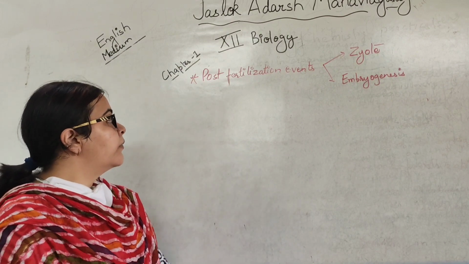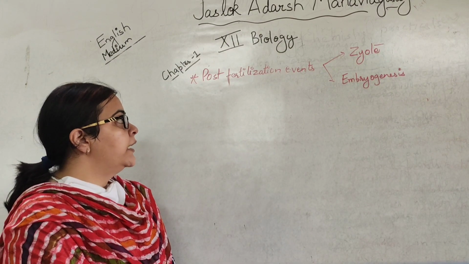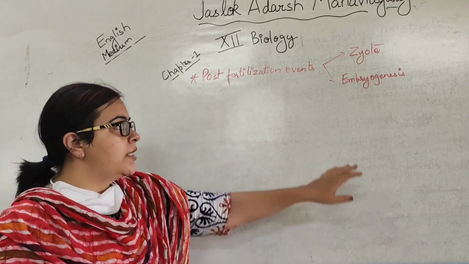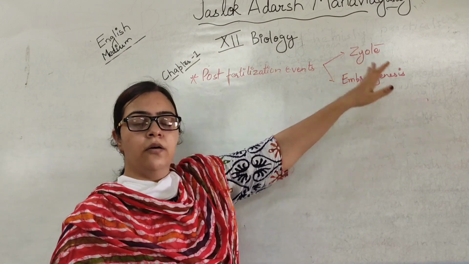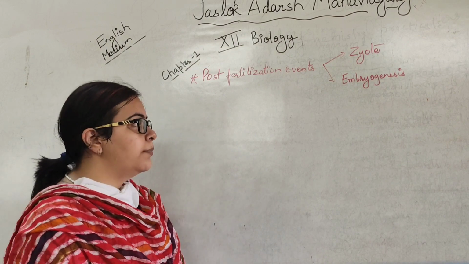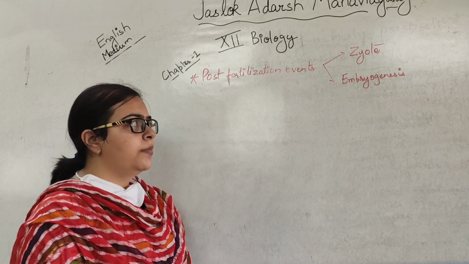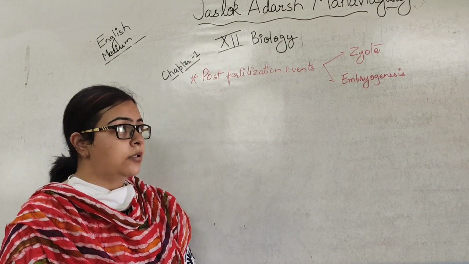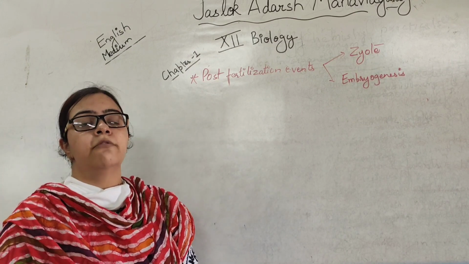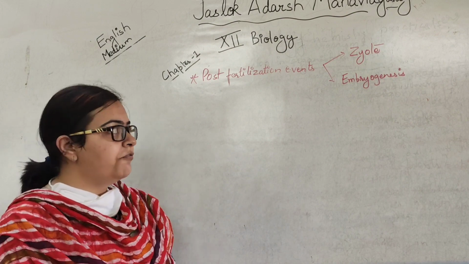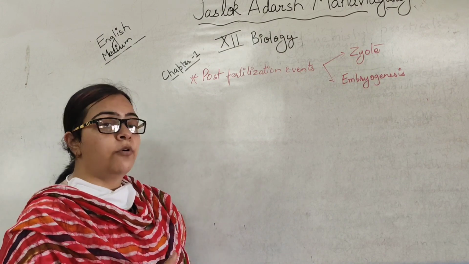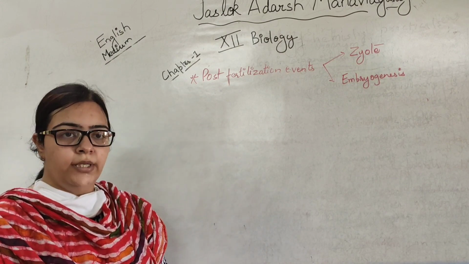Post-fertilization events. Post-fertilization events include zygote and embryo development, that is embryogenesis. Now, the zygote is the fusion of male and female gamete during sexual reproduction. In diploid organisms, there will be the formation of a diploid zygote. When we talk about internal fertilization, the zygote will form inside the body of the female, and when we talk about external fertilization, this zygote will form outside the female's body.